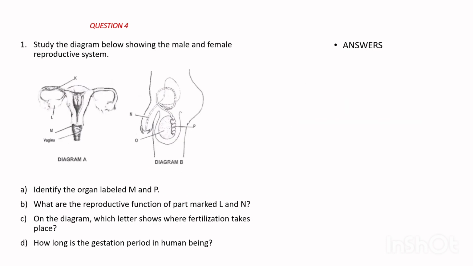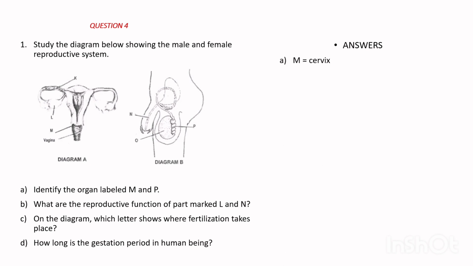Okay, question 4. Question 1 reads, study the diagram below showing the male and the female reproductive system. So you can pause the video, try to answer these questions, and then you compare the answers. Question A. Identify the organ labeled M and P.